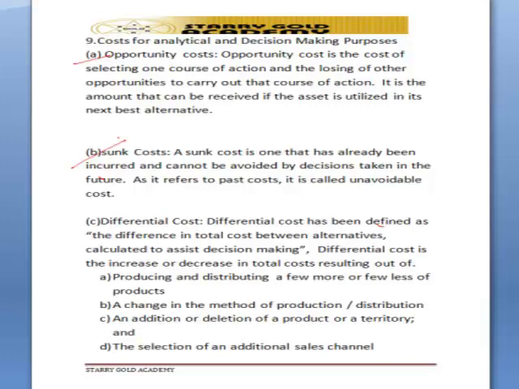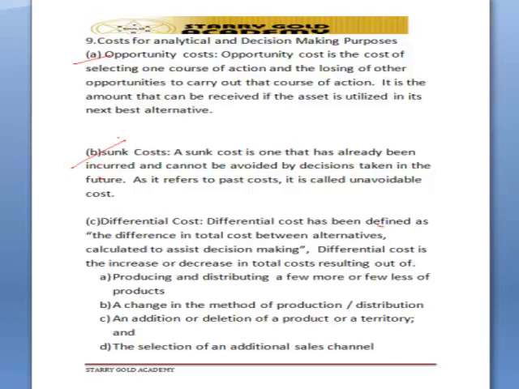Another sunk cost is unavoidable cost, and that is how sunk cost is being viewed. This cost is not useful for decision making, because past costs are not considered when you are taking a decision. A sunk cost is an expenditure for equipment or productive resources which has no economic relevance to the present decision process. That's why it is not useful for economic decision purposes.